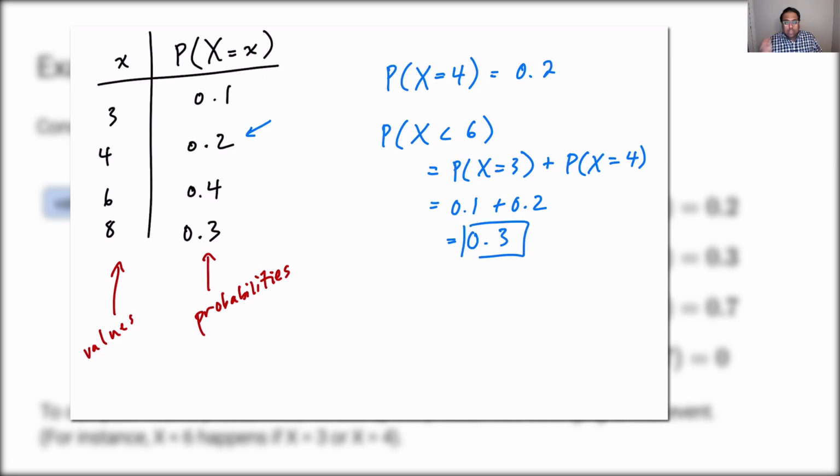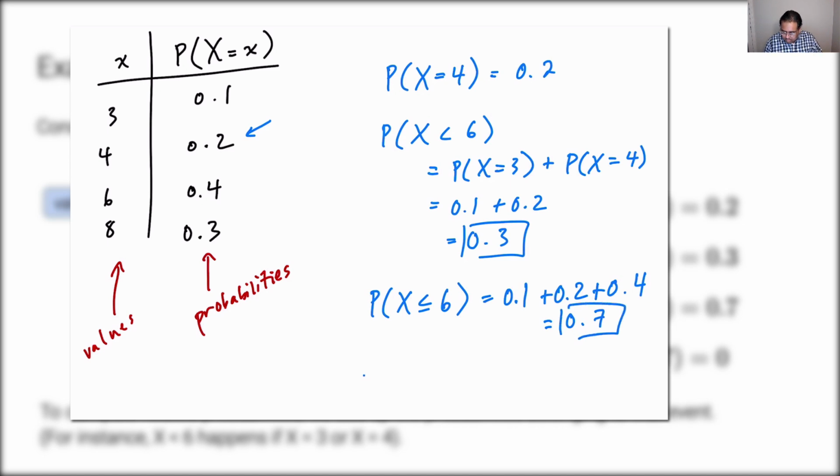Another calculation we could do based off of this distribution table is finding the probability that x is less than or equal to 6. And well, this happens when x is equal to 3, or when x is equal to 4, or when x is equal to 6, right? And then since it's less than or equal to, we include the x equals 6 case. And so now this will be 0.1 plus 0.2 plus 0.4, which is 0.7.